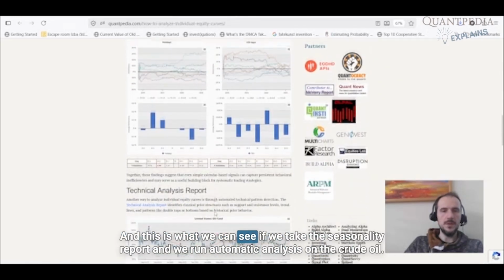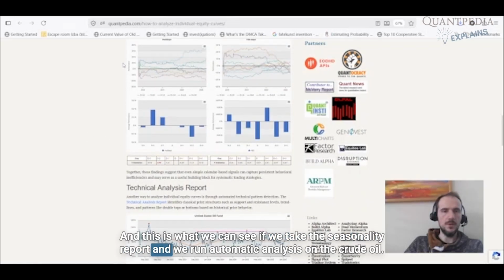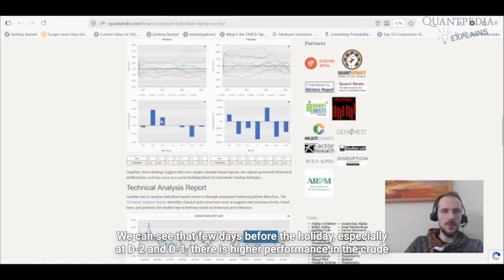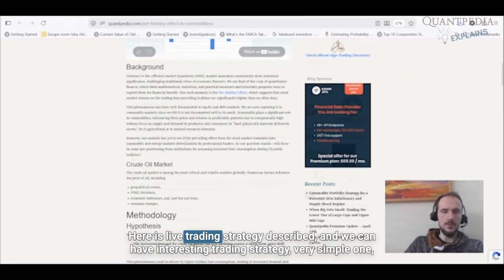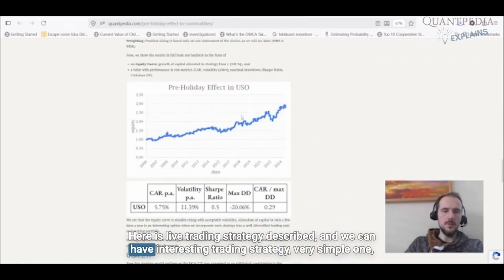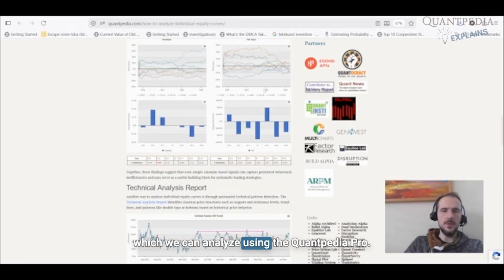This is what we can see if we take the seasonality report and run automated analysis on crude oil. We can see that a few days before the holiday, especially at D-2 and D-1, there is higher performance in crude oil, and we can do a day's analysis in an automated fashion. Here is the trading strategy described, a very simple one, which we can analyze using Quantpedia Pro.